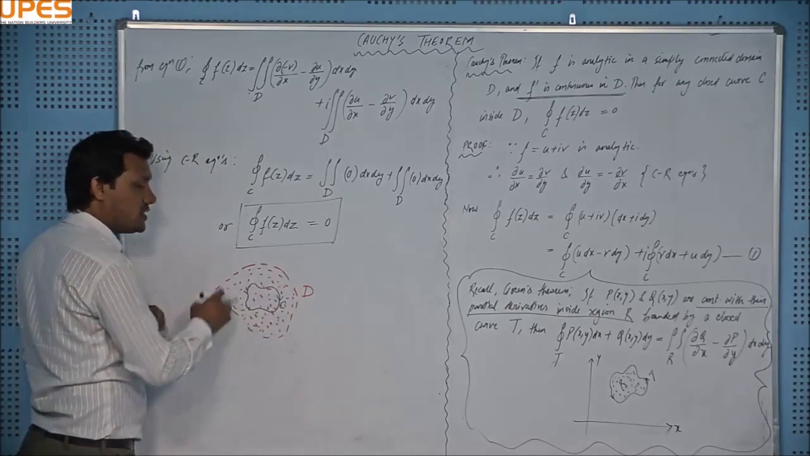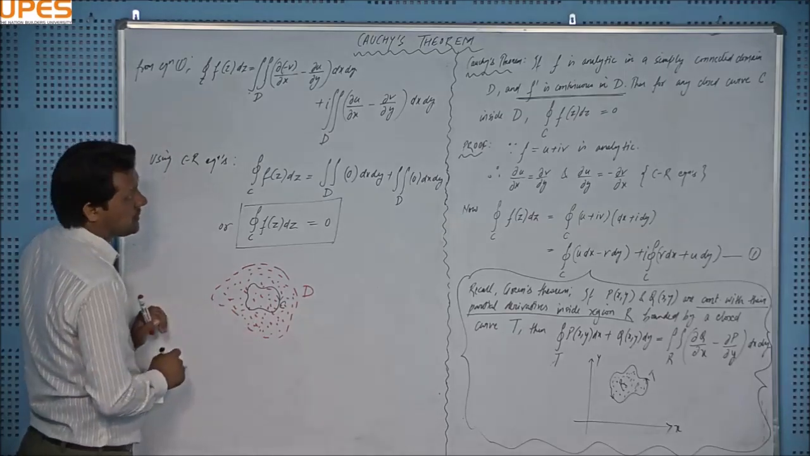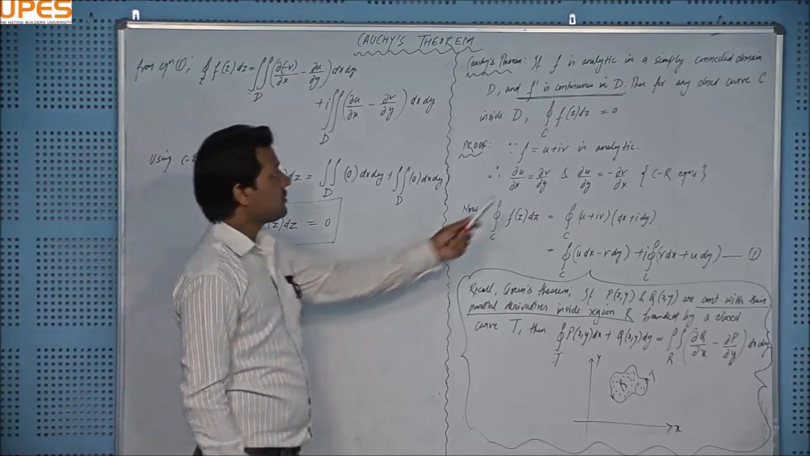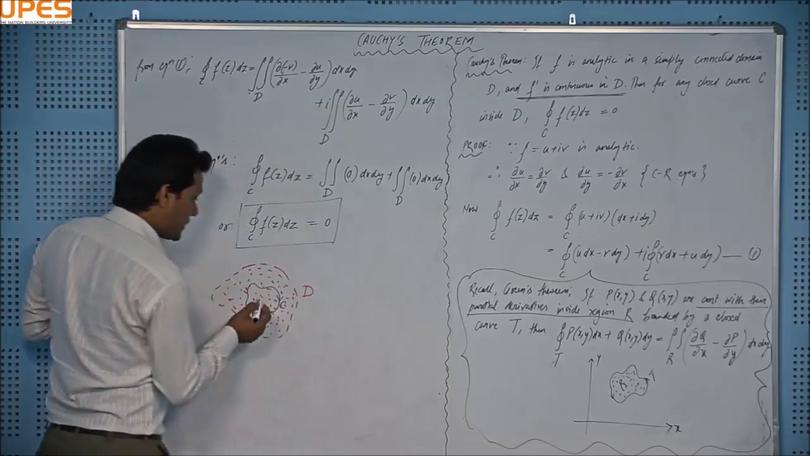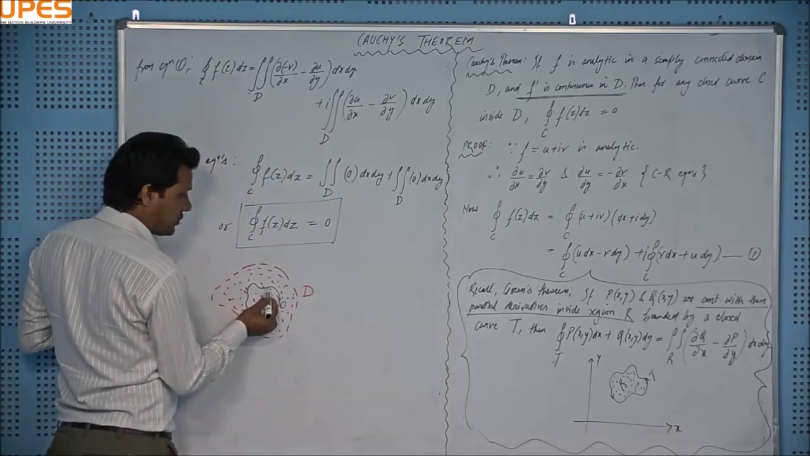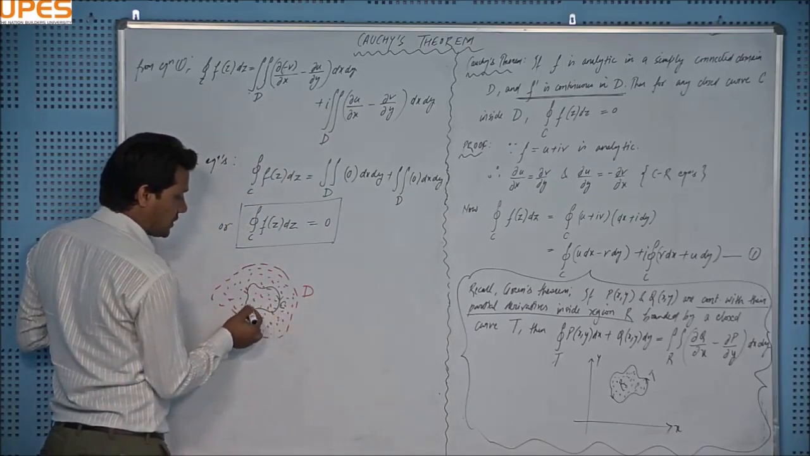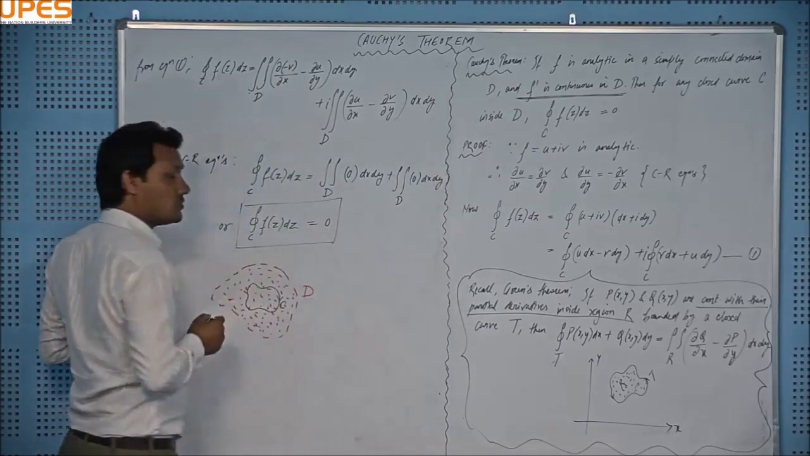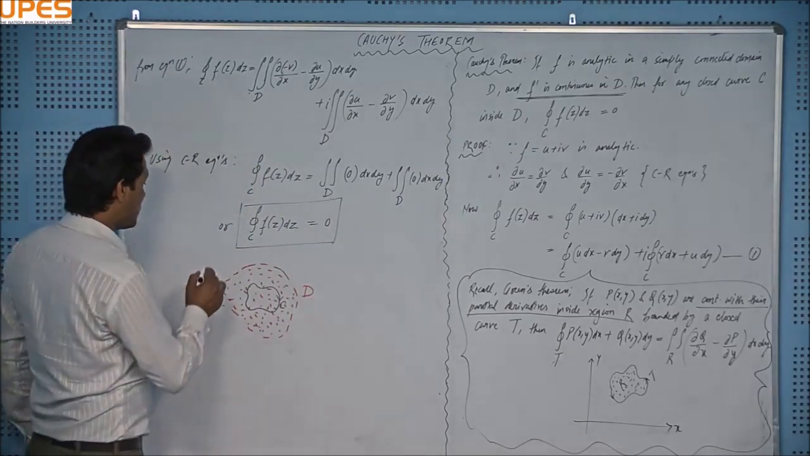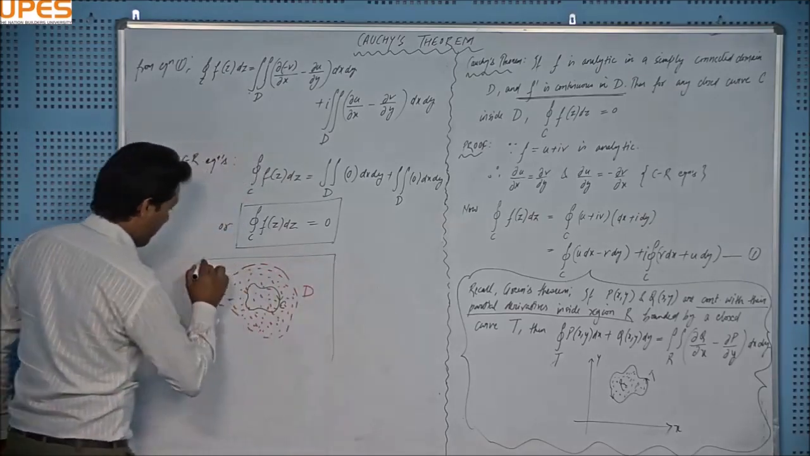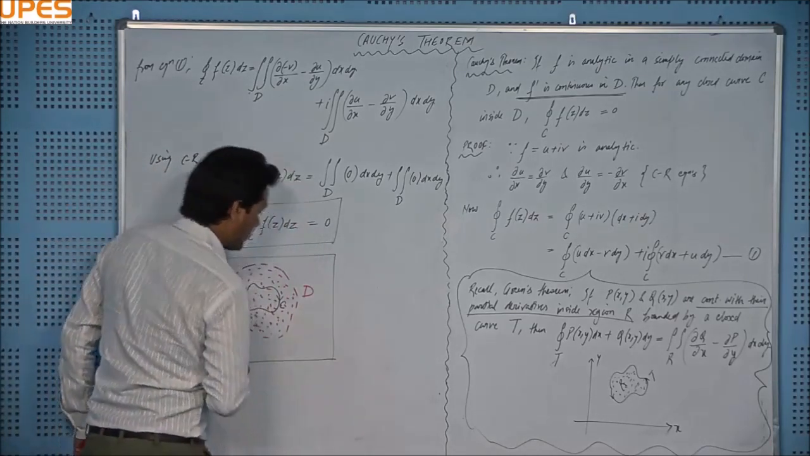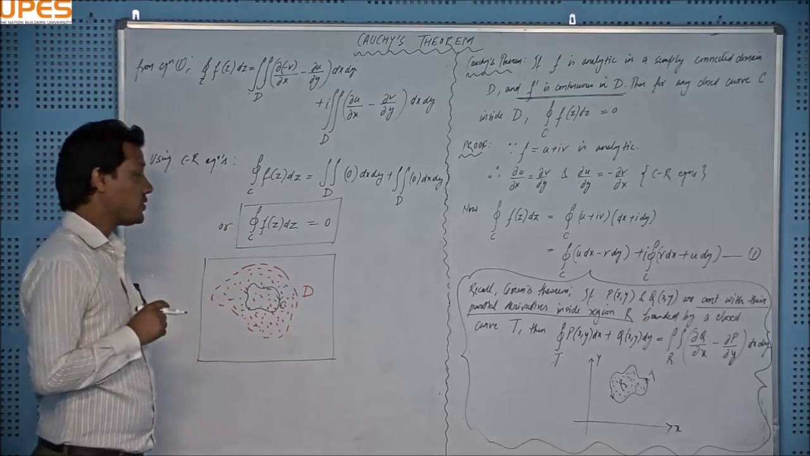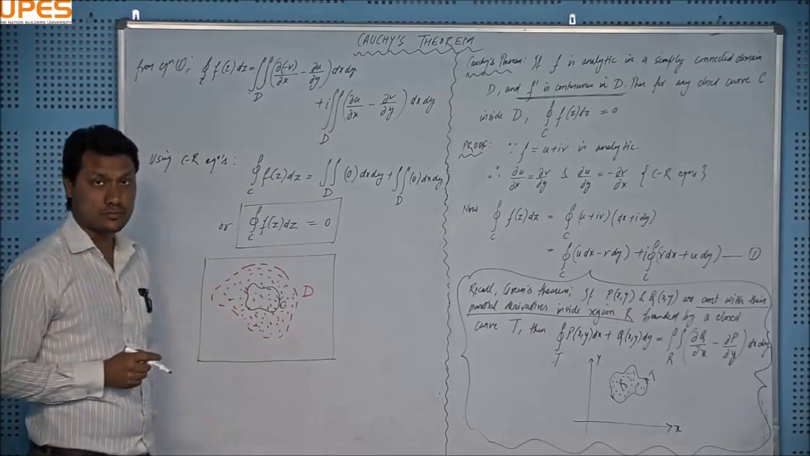C should lie within the D, right? Then the line integration of f(z) along the C, if you integrate your function f over the boundary of this C, then the answer will be 0, right? So this is the picture you should be keeping in your mind when you apply this Cauchy's theorem.